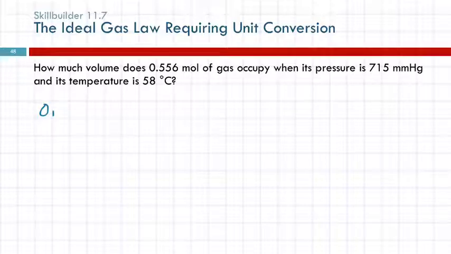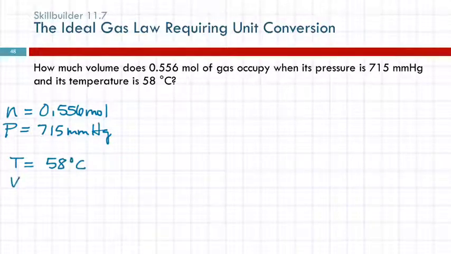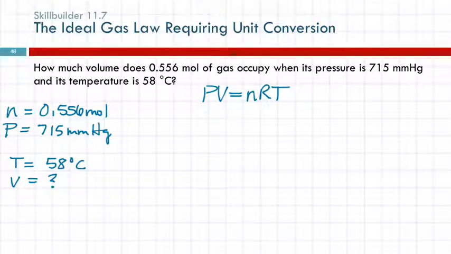So 0.556, you can use the table method. If you want to do that, go right ahead. So that's N, the number of moles. The pressure, 715 millimeters of mercury. The temperature is 58 degrees Celsius. They're asking me for the volume. PV equals nRT. Okay, V equals nRT over P.